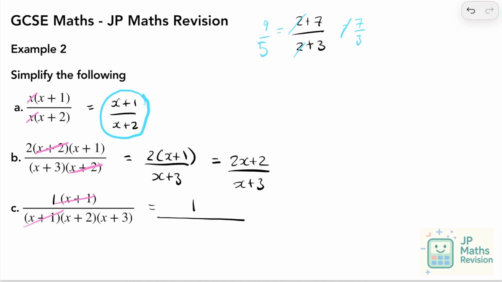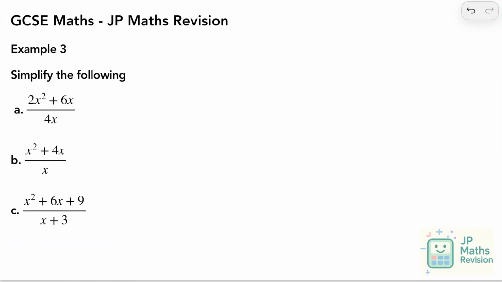So it's 1 over x plus 2, x plus 3, and that is the answer to that question. So here's some other examples. So these questions here, it's more difficult to spot what the common factor is. So the way we identify it more clearly is by factorising.